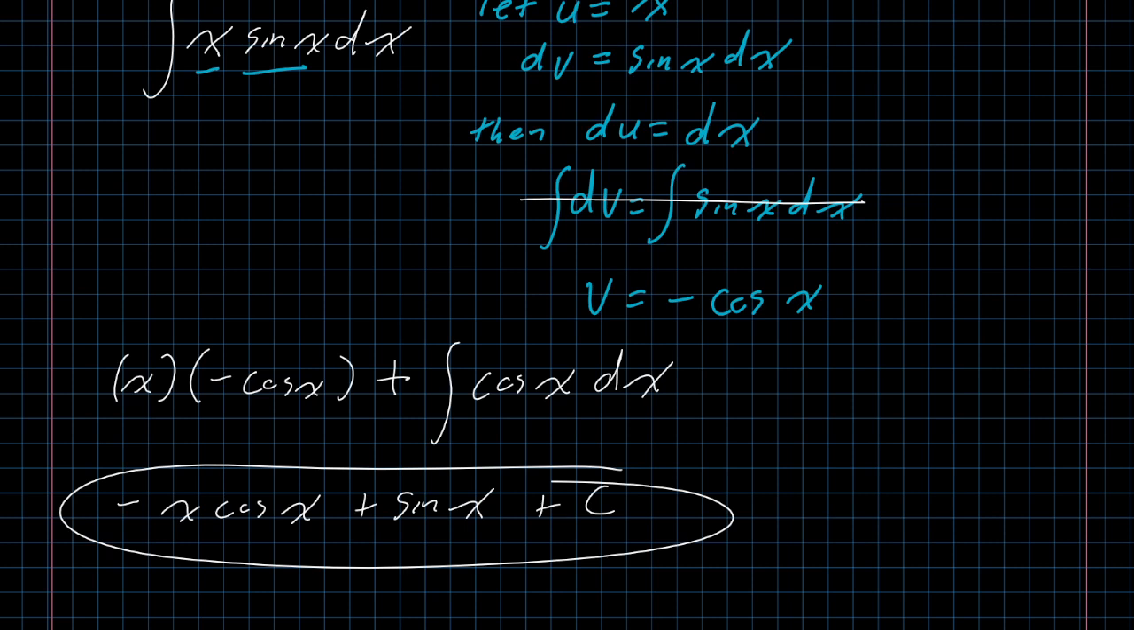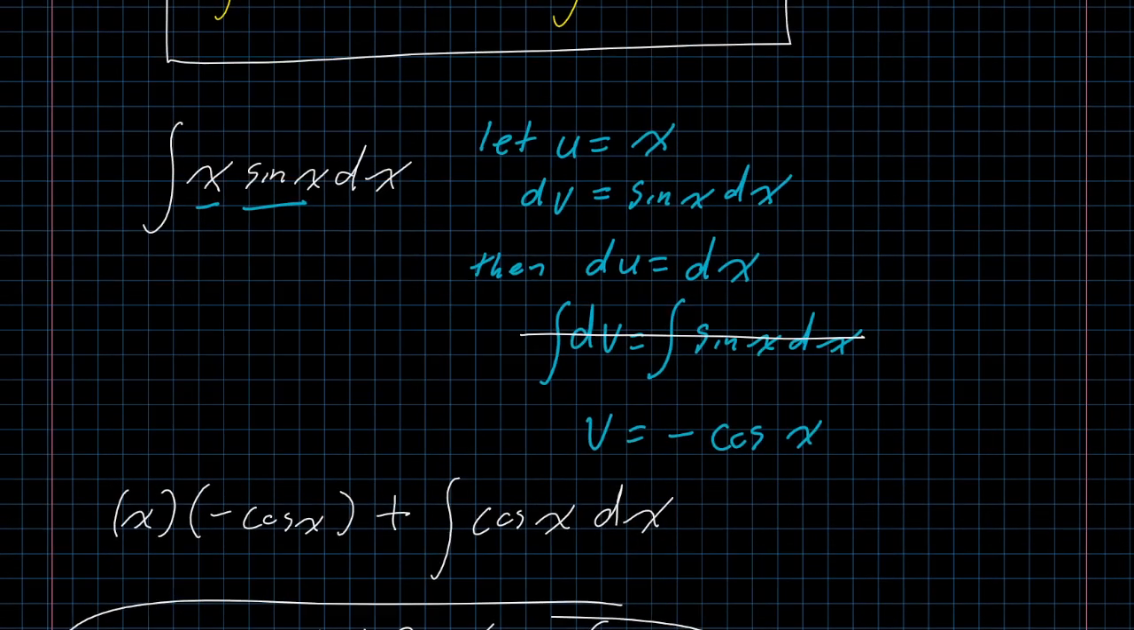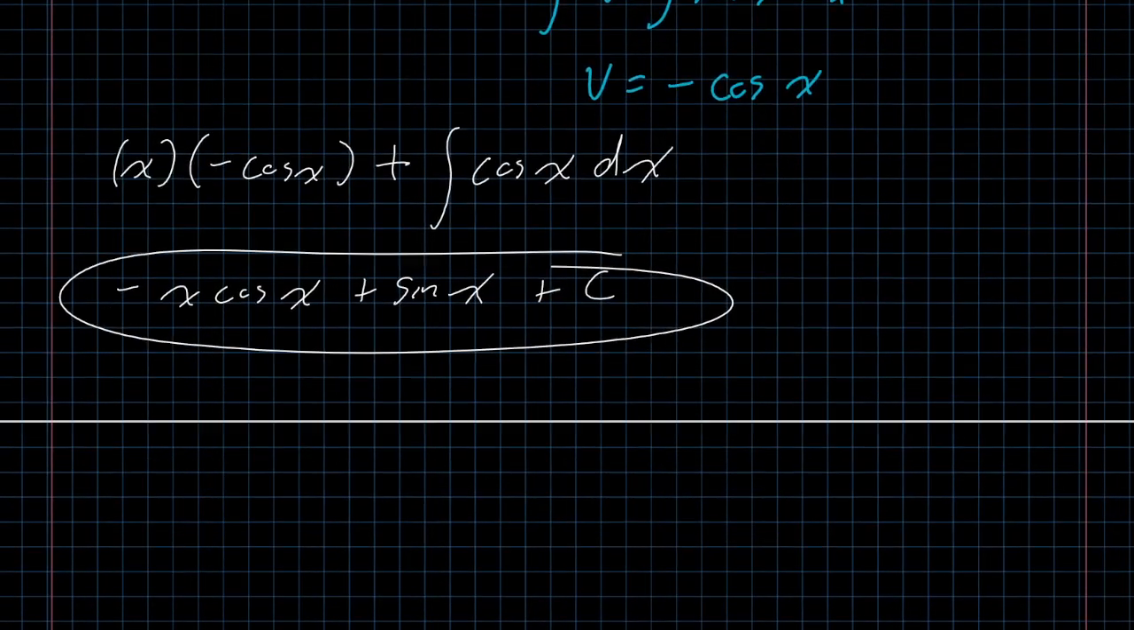If you work through and differentiate this, you will find that you get x times sine of x minus cosine x plus cosine x, and the minus and plus cosine cancel each other out, leaving you with the x sine of x that we started with in the original integral. All right. So there's the basic idea.